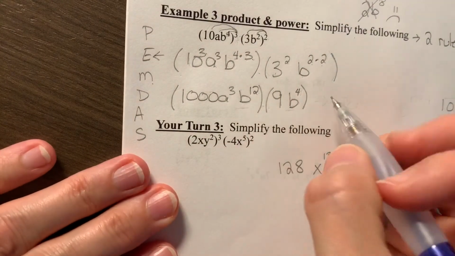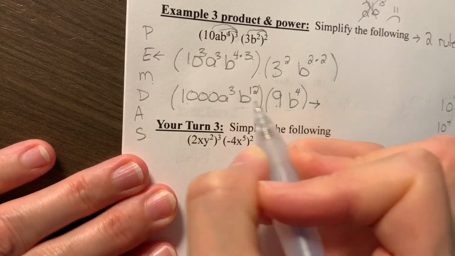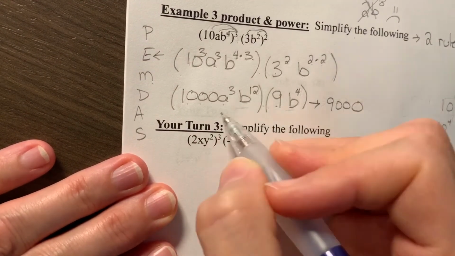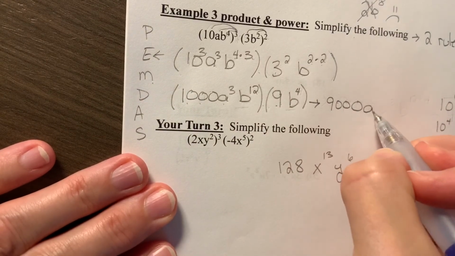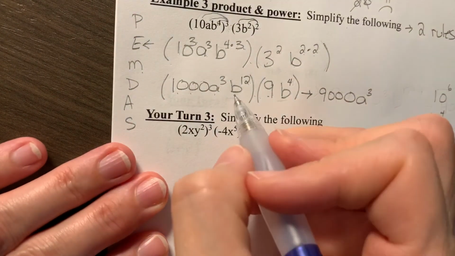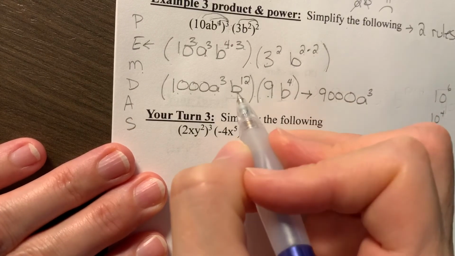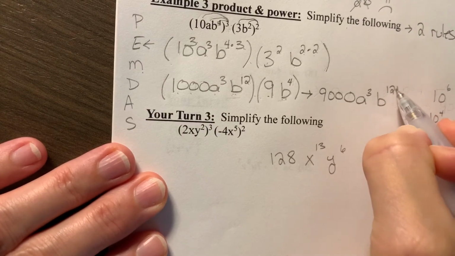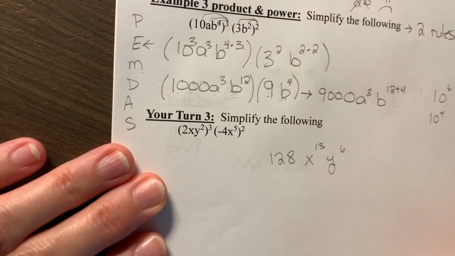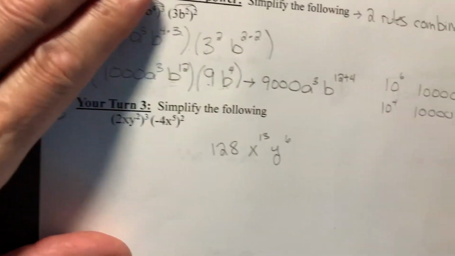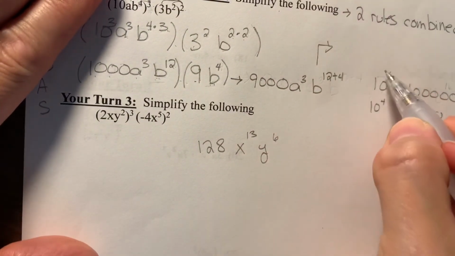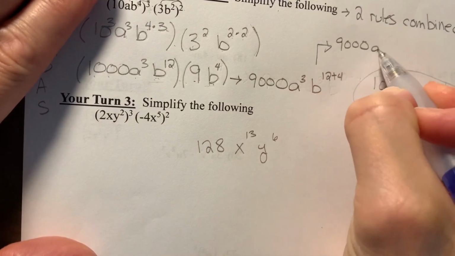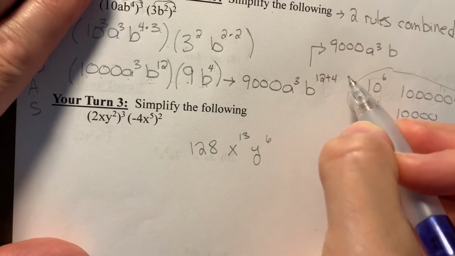Now we need to do our multiplication. Multiply your coefficients. 9 times 1,000 is 9,000. A times, there's no other A, so just carry your A to the 3rd over. B to the 12th times B to the 4th. Multiplication means keep the base, add the exponents. One more step, which I'm going to take up here because I put these little notes here. So this is going to become 9,000 A to the third, B to the 12 plus 4 is 16.